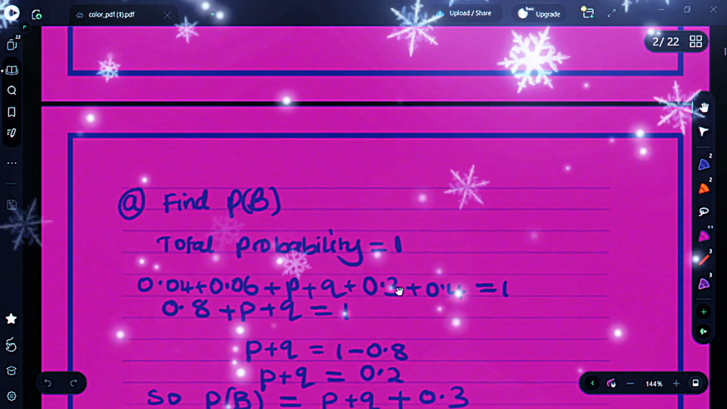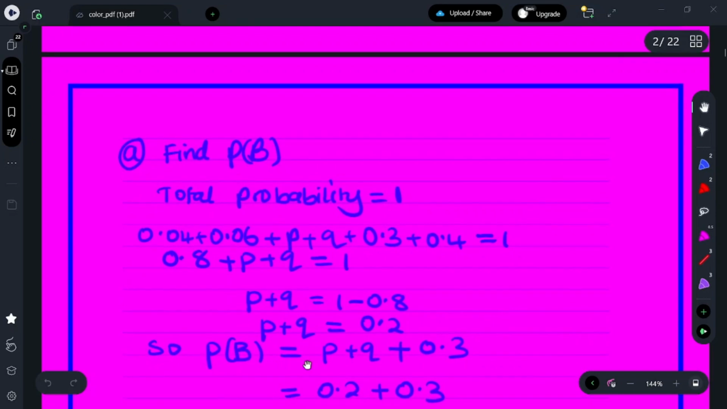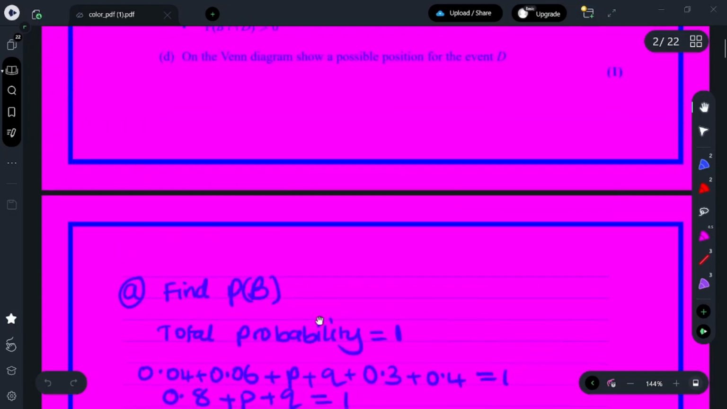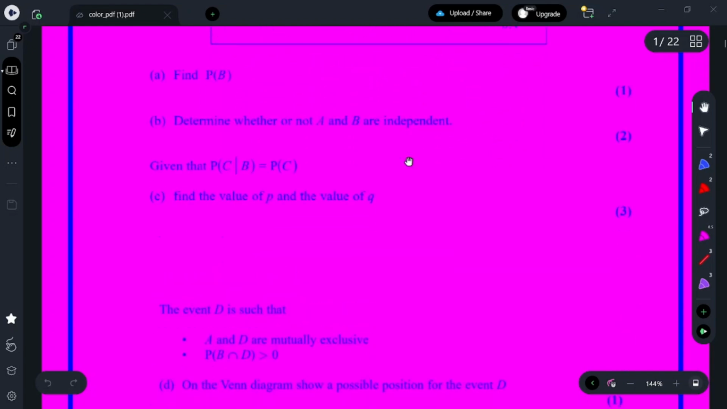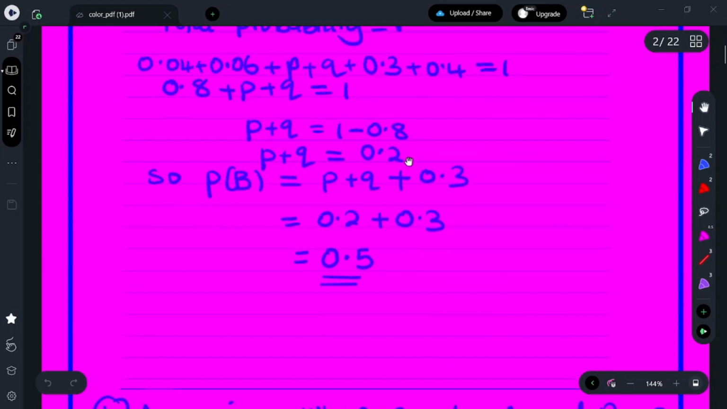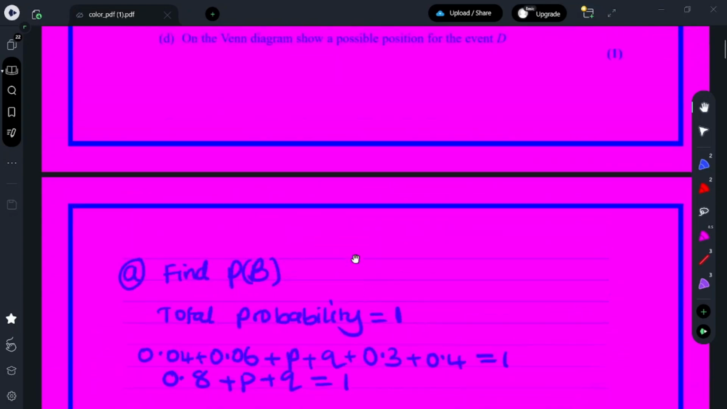So let's start: 0.3, 0.4, we get 0.8, which means that P plus Q is equal to 1 minus 0.8, and therefore P plus Q is equal to 0.2. And because in the Venn diagram, the event B, as shown here, is P, Q, and 0.3, those are the only probabilities inside B. So we're going to have P plus Q plus 0.3 equal to the probability for B, which eventually gives us 0.5. And that's done.